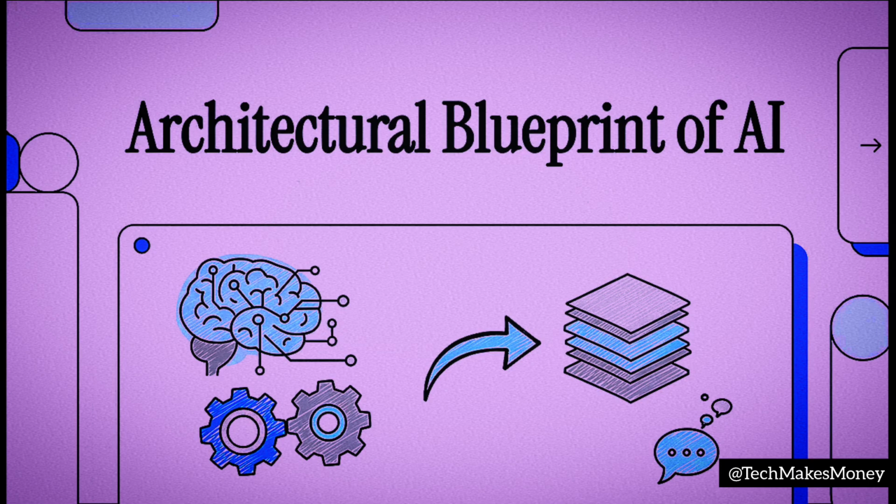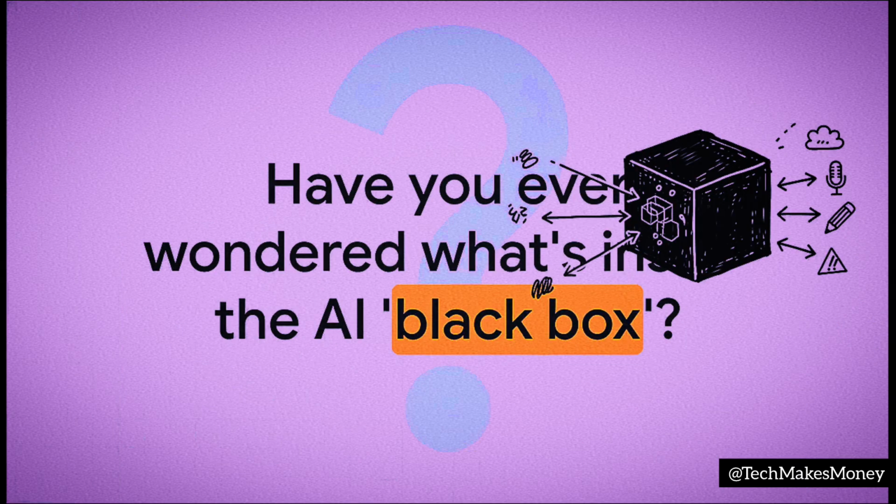All right, let's dive right in. Today, we're going to pull back the curtain on modern AI. We're talking about the actual architecture inside tools like ChatGPT, and we're going to make it make sense. You've probably heard the term black box thrown around when people talk about AI, right? It's this idea that you put a question in, something magical happens, and an answer pops out. But you're left wondering, what is actually going on in there?